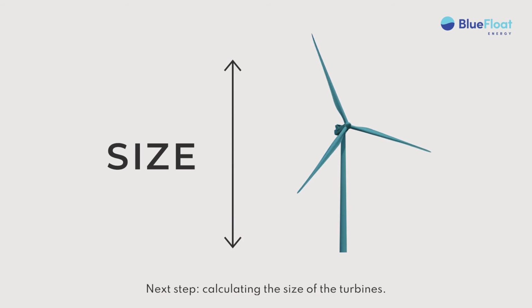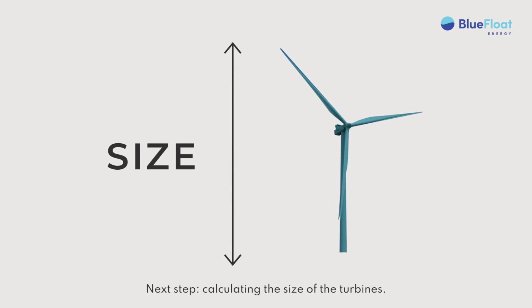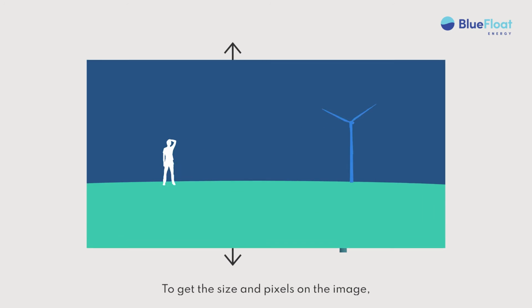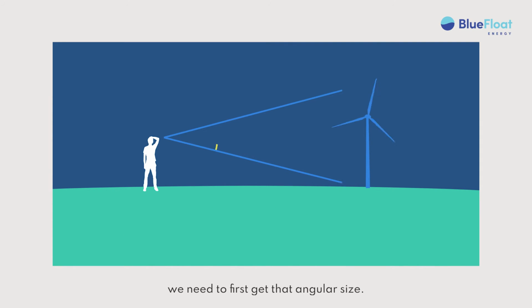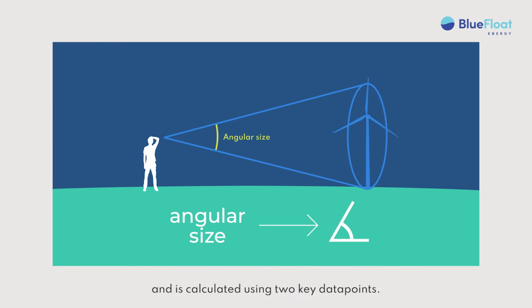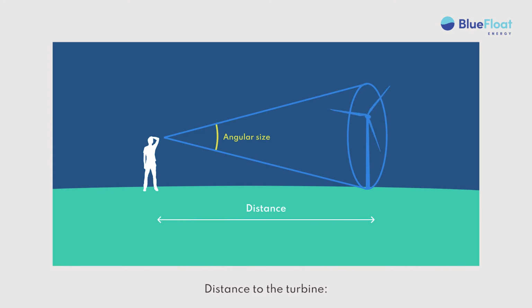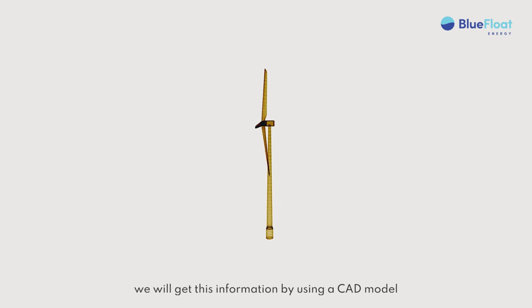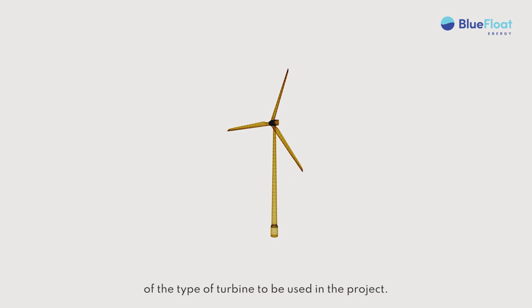Next step, calculating the size of the turbines. To get the size in pixels on the image, we need to first get their angular size. The angular size shows the size in degrees of the object and is calculated using 2 key data points: distance to the turbine. Remember, we got this number in the previous step. Size of the turbine. We will get this information by using a CAD model of the type of turbine to be used in the project.